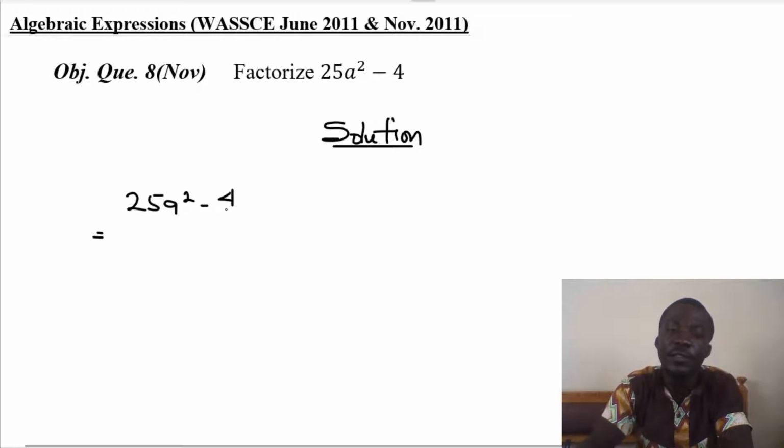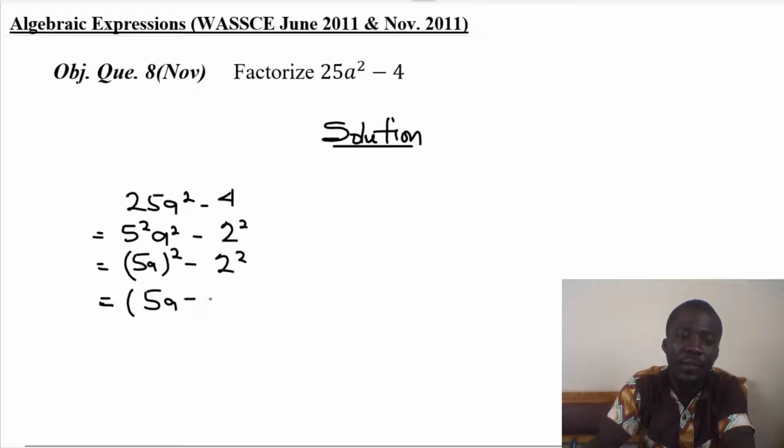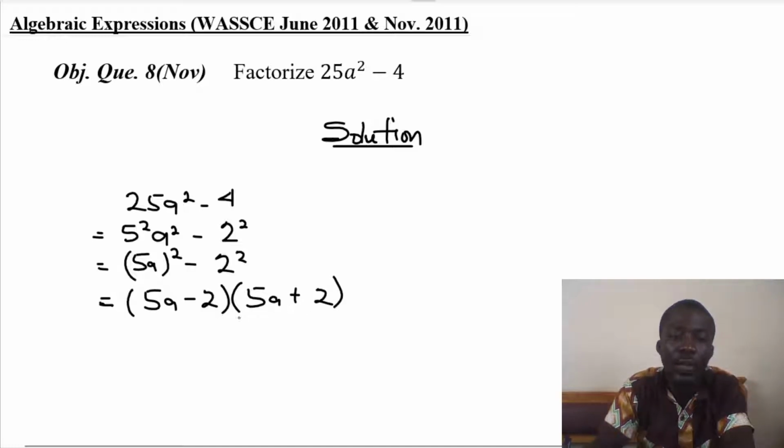25 is a square number, 4 is a square number, and a squared is also a square variable. So we can rewrite this as 5 squared a squared minus 2 squared. Then we will get (5a) grouped as 1 square minus 2 squared. This is a difference of two squares, which we can factor by writing 5a minus 2 in our first bracket, then 5a plus 2, and this will be our final answer.